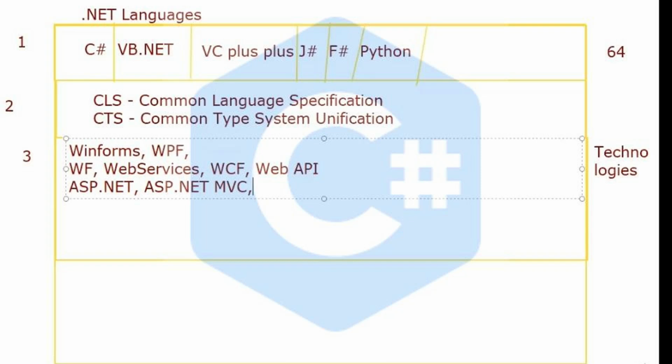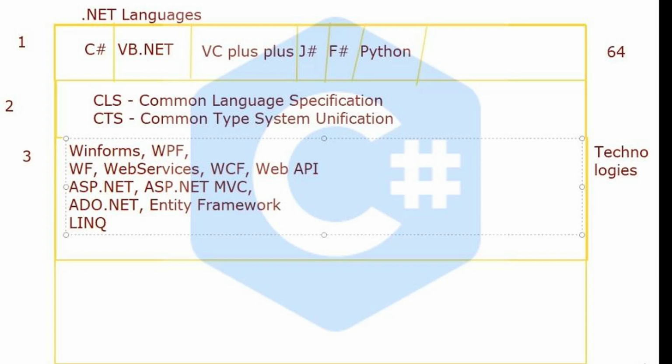Next we have connectivity: ADO.NET, ActiveX Data Objects, and Entity Framework and Entity Framework Core. Entity Framework is used in .NET Framework, Entity Framework Core in .NET Core. Then LINQ, and Azure. These are all the technologies we have in .NET.